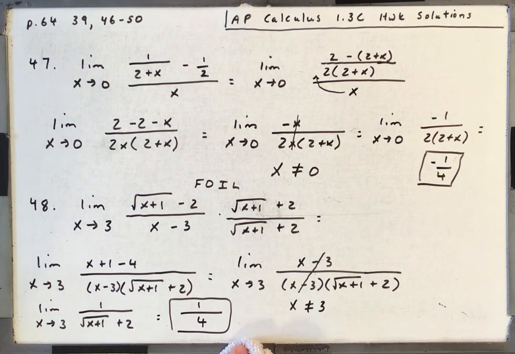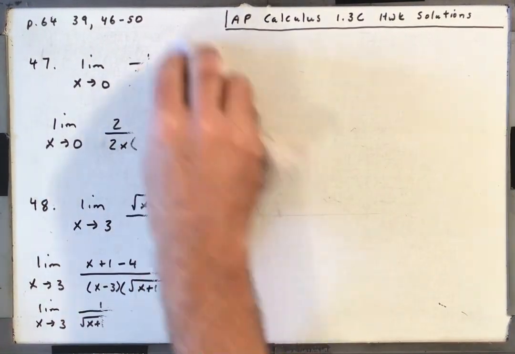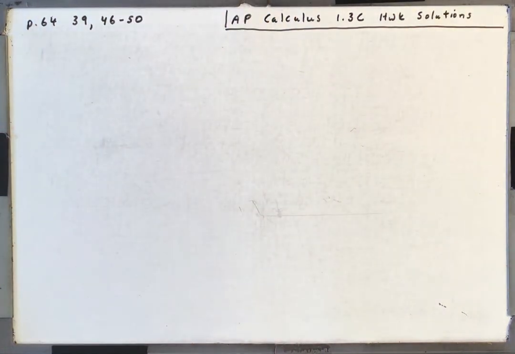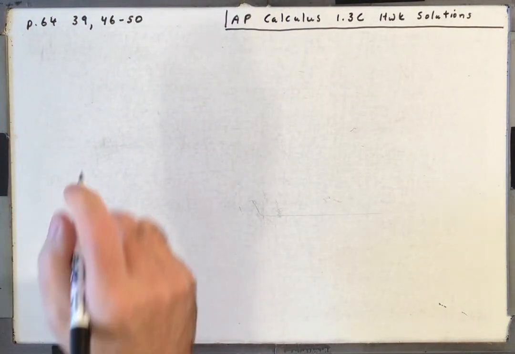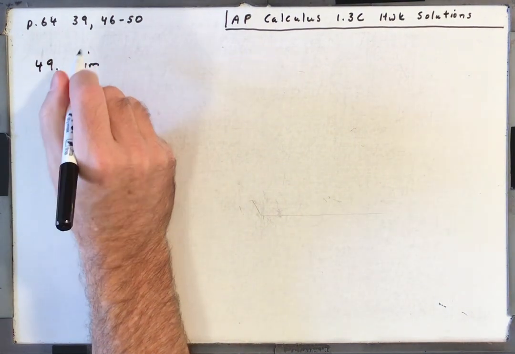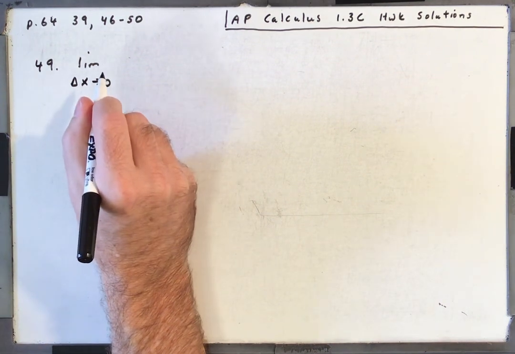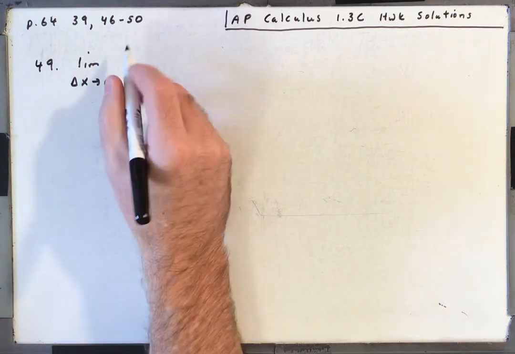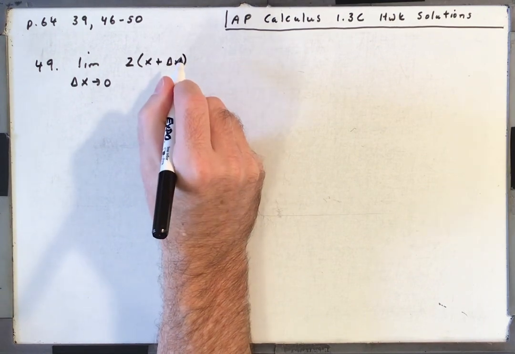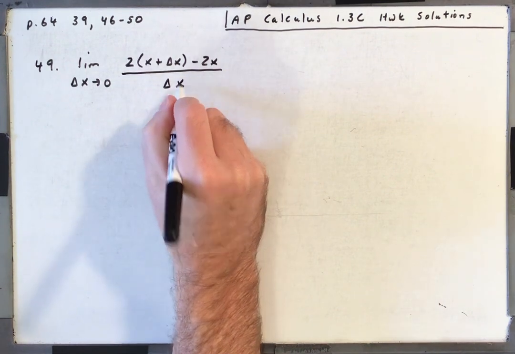Okay. Pause if you need to. Got 2 more to work. These 2 have those pesky delta x's in it. Some students don't like those, but that's not going to be you. You're not going to be afraid. 49. Got the limit as delta x approaches 0 of 2 times x plus delta x minus 2x over delta x.